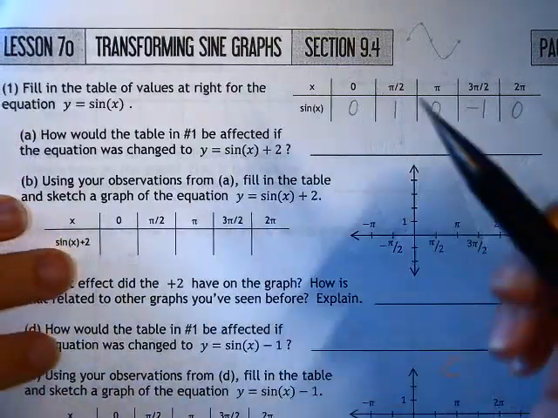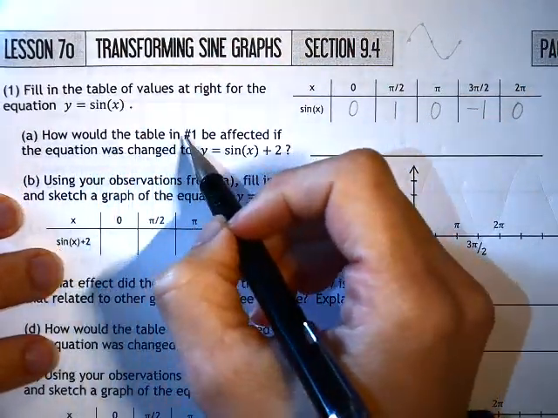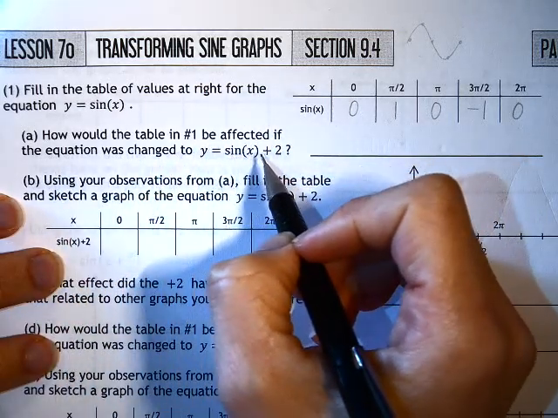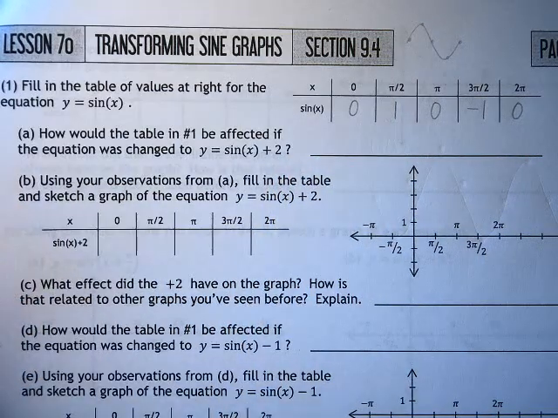Now in question number 2, question letter A, it says, how would the table in question number 1 be affected if the equation was changed to sine x plus 2? So let's assume, just for reference sake, that we do think about that possibility.